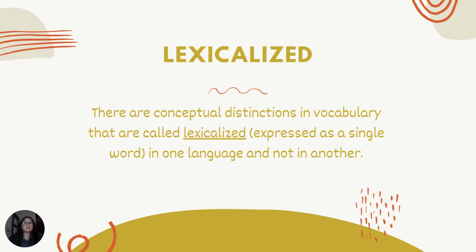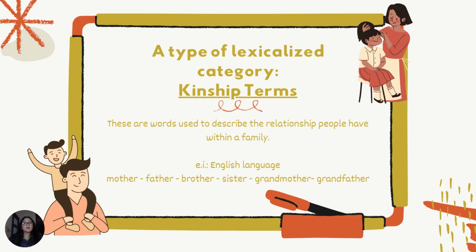Actually, there are conceptual differences in vocabulary that are called lexicalized in one language and not in another one. So lexicalized concepts are expressed as a single word. A type of lexicalized category is kinship terms. These are words used to describe the relationship people have within a family. For example, in the English language, we have mother, father, brother, sister, grandmother, and grandfather.